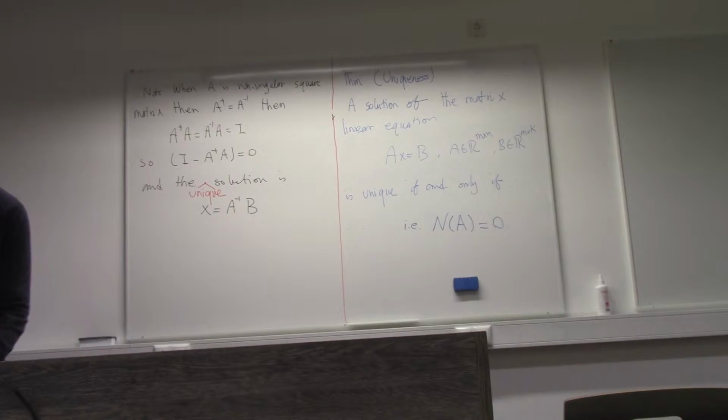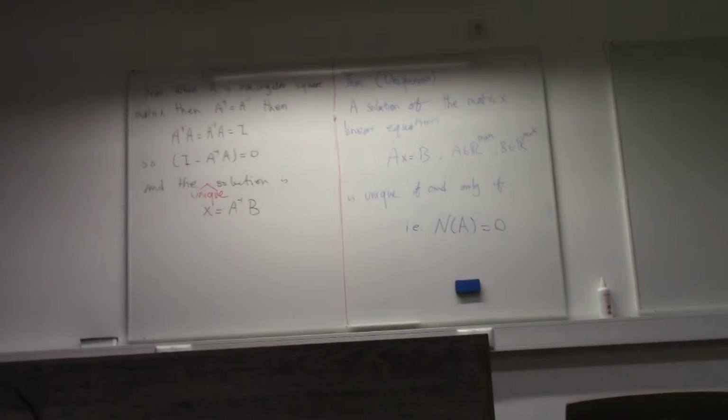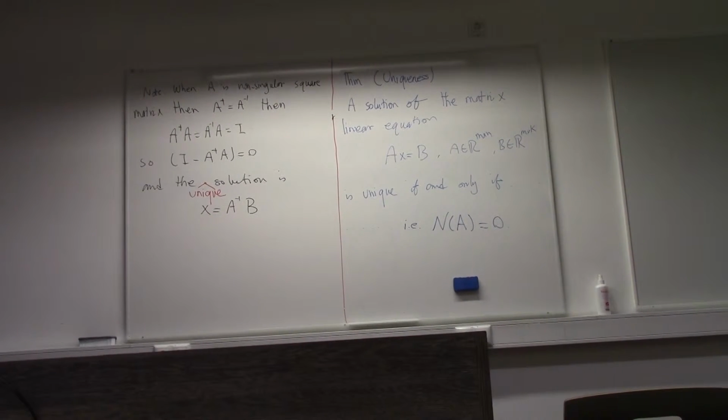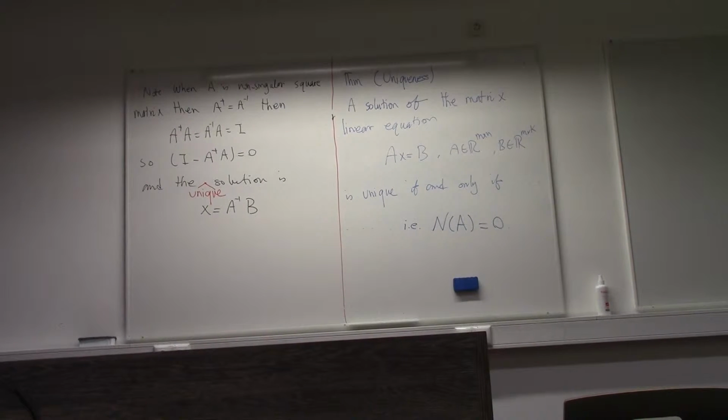Now, I want you to remember the two chapters that we had, one for fundamental subspaces and the other one for pseudo-inverse. What does it mean, null space of A equal to 0? From the pseudo-inverse perspective.